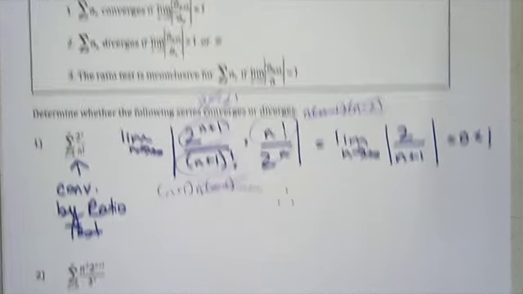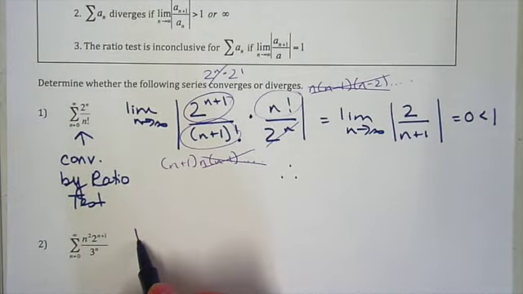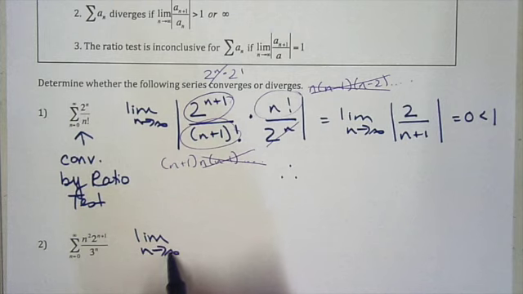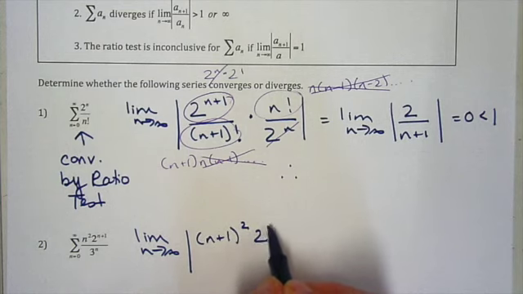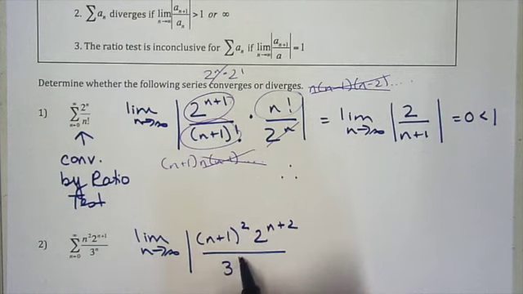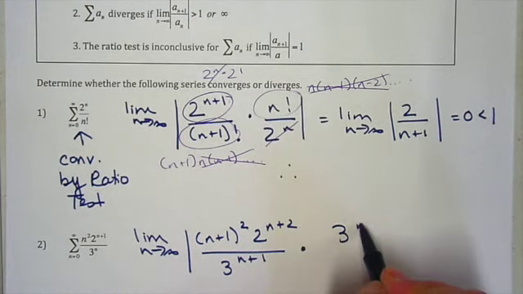Okay, let's try another one. Okay, same thing. Start with your setup of the ratio test. Limit as n goes to infinity. Make sure you do have the absolute value bars. N plus 1 everywhere, over 3 to the n plus 1. Dividing by the nth term is the same as multiplying by the reciprocal, so flip that.